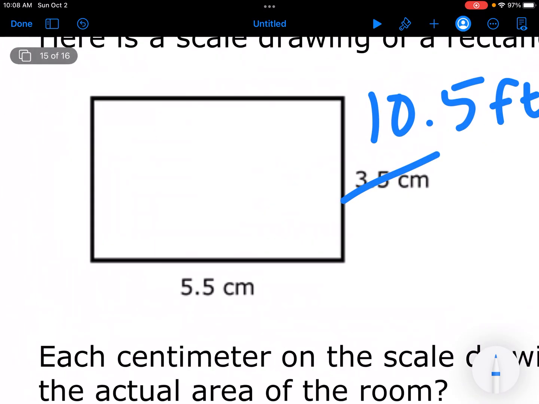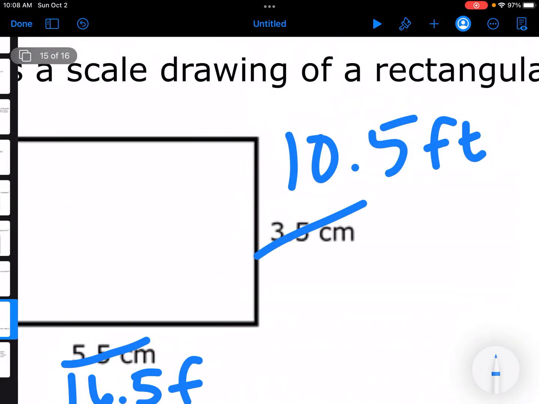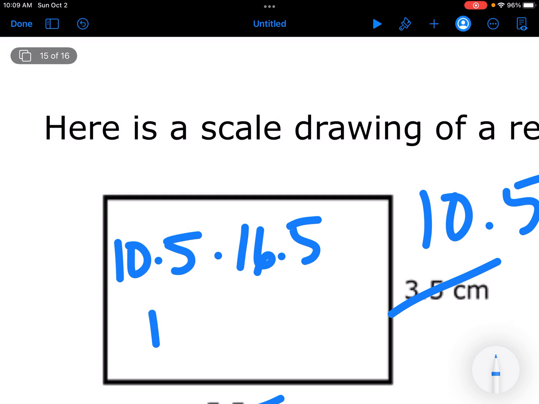And then I'm going to do 5.5 times 3, and I get 16.5 feet. They want us to find the area, right? Area. So I'm going to do 10.5 times 16.5. And it's 173.25 feet squared.